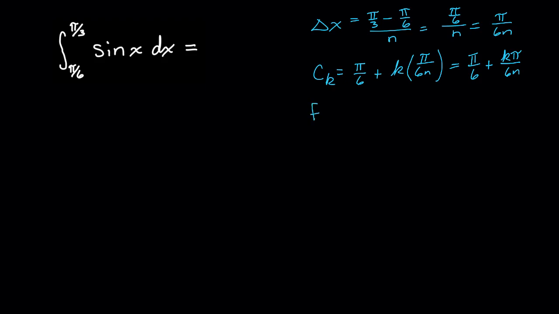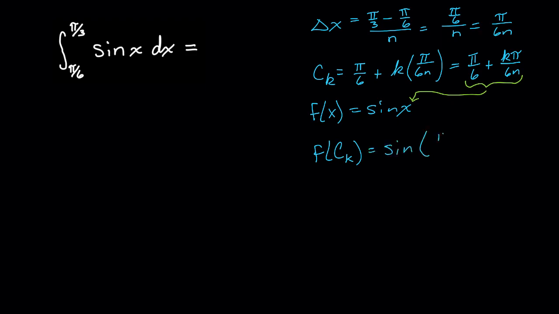All right, so our function, f of x, is equal to sine of x. So when we find f of c sub k, like we've done before, we're going to take c sub k and plug it into x, which will give us sine of pi over 6 plus k pi over 6n.